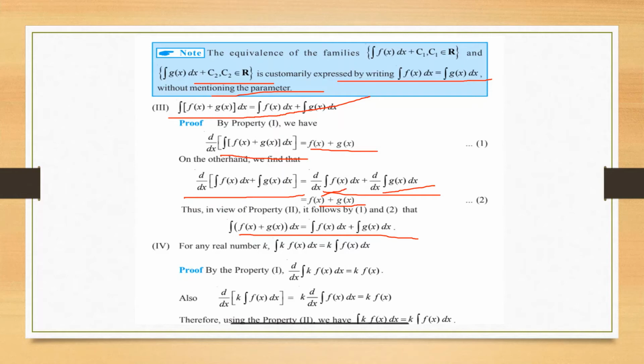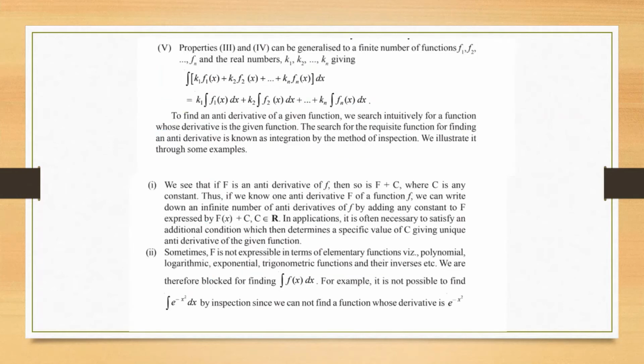Number 4: for any real number k, integral of k f(x) dx equals k times integral f(x) dx, meaning the constant k will come outside. Similarly, by using properties 1 and 2 you can prove it. Then we can generalize that if there are a finite number of functions with real numbers k1, k2, and so on up to kn, then you can take the real numbers outside and then take the integral of the functions.